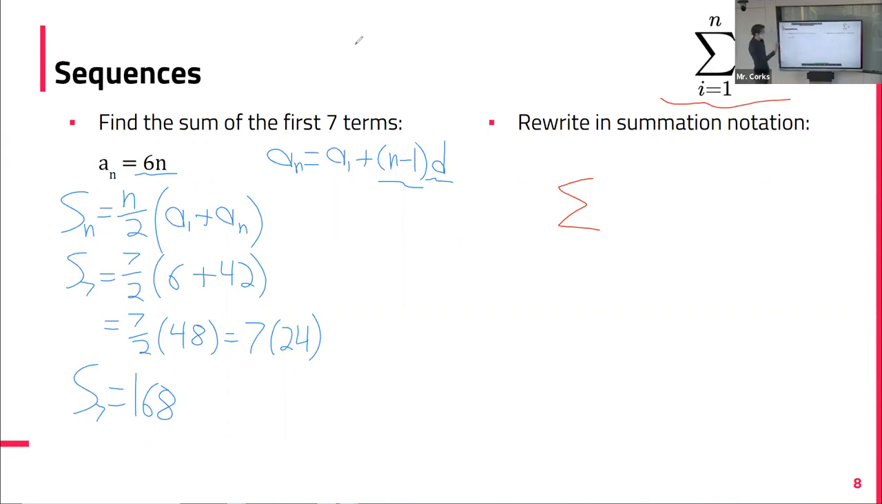And what is our starting index here? 1. So it will almost always be 1, especially for these kinds of sequences. It doesn't need to be, but almost every example we have will be starting at 1. How far will it go? 7. So 1 on the bottom, 7 on the top. What's the actual general term here?